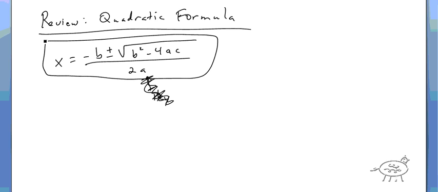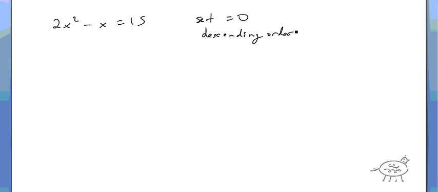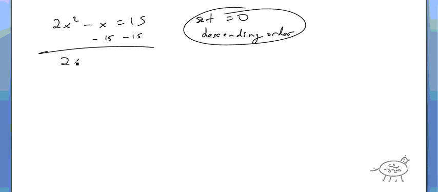Let's just start out with the first problem here. It's 2x squared minus x equals 15. Now this is the deal, math fans: it has to be equal to 0. So that's the first thing. You're going to set it equal to 0 and of course put it in descending order. Two really important things before you use the quadratic formula. So we're going to subtract 15 from both sides.